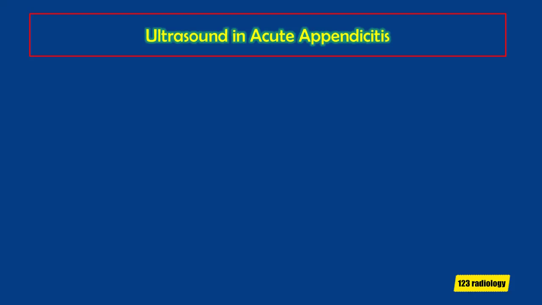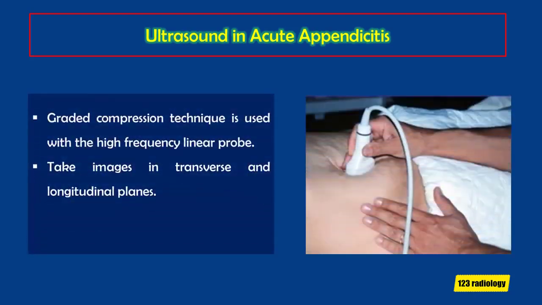Ultrasound is the first imaging study of choice in acute appendicitis. Graded compression technique is used with the high-frequency linear probe. You take images in transverse and longitudinal planes, and you scan from the iliac crest to the bladder.